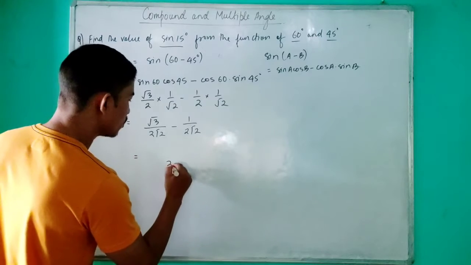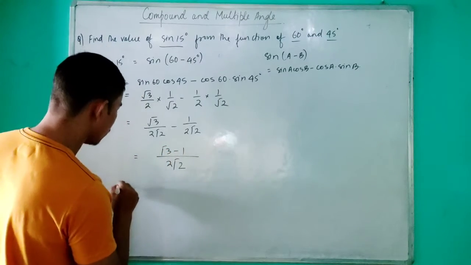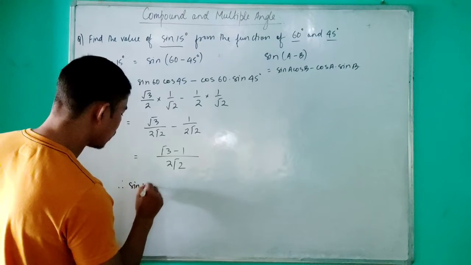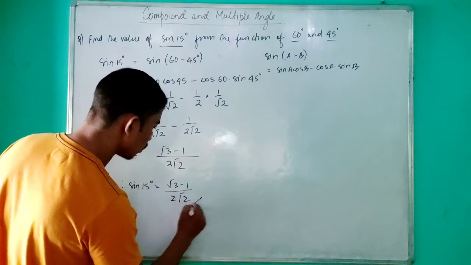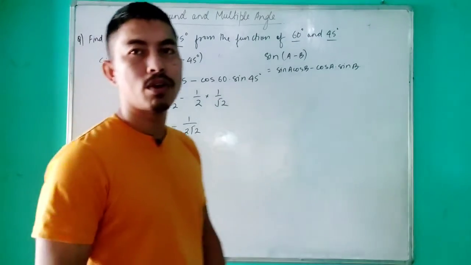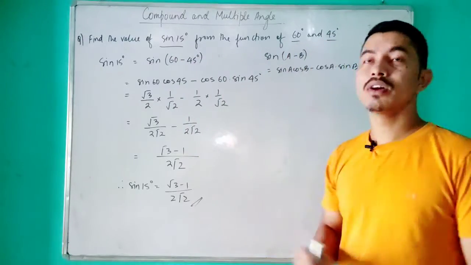So taking the LCM, root 3 minus 1 divided by 2 root 2. Okay, so therefore sine of 15 degree will simply be equal to root 3 minus 1 divided by 2 root 2. Okay, so this is how we find the value of sine 15 using the value of 60 and 45 degree.